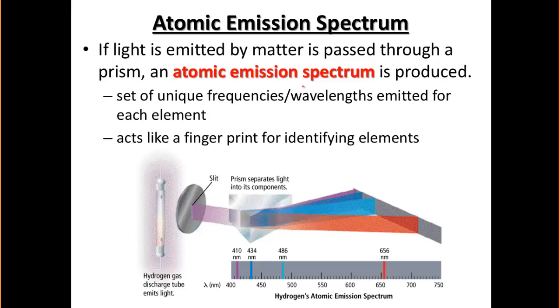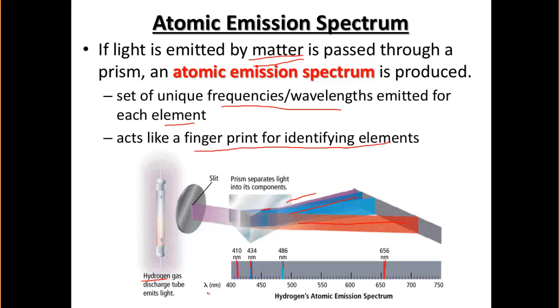Now an atomic emission spectrum is produced if light from different matter is passed through a prism. It's a set of unique frequencies and wavelengths emitted for each element, and it acts like a fingerprint for identifying the elements. An example would be hydrogen gas being excited and producing some light. As it passes through a prism, it separates out the light into visible light, and we can see which wavelengths of light actually show up.